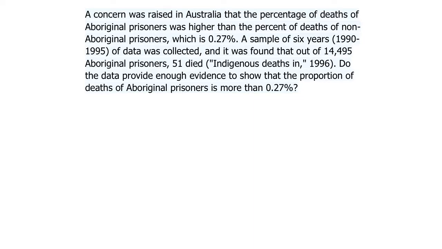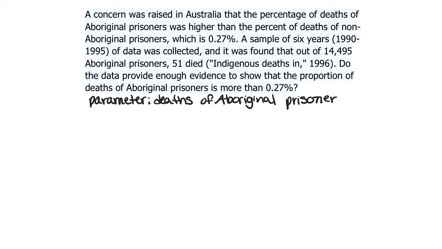So the first thing that we are always going to take a look at is what is your parameter? What are the things that we're actually looking at? And in this case, we are going to be looking at the deaths of Aboriginal prisoners. So that is my parameter. That's the thing that I'm looking at.